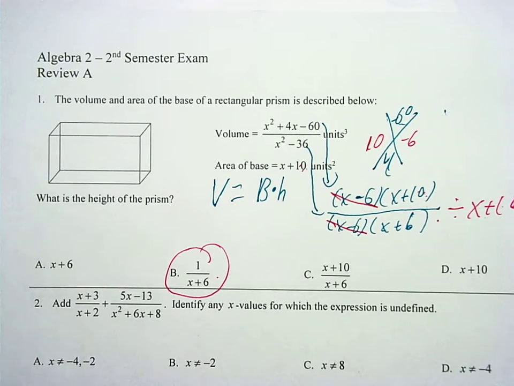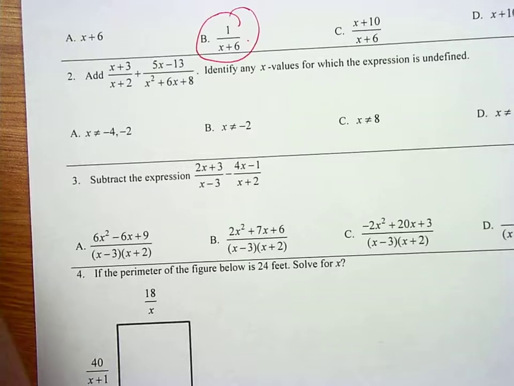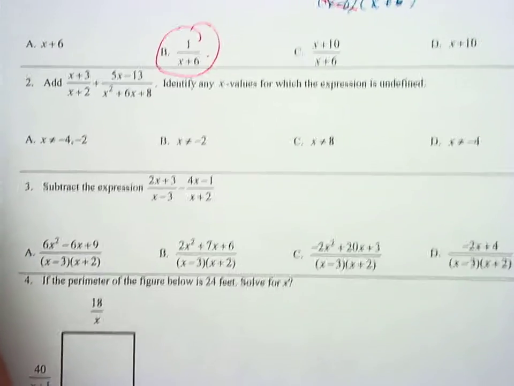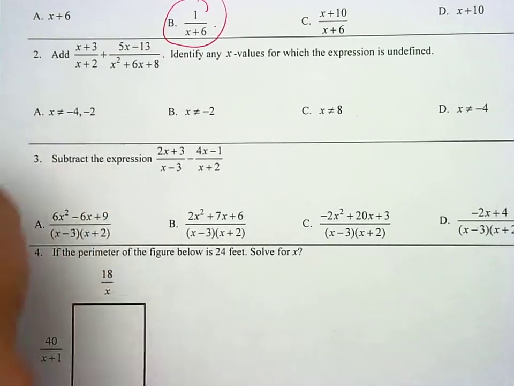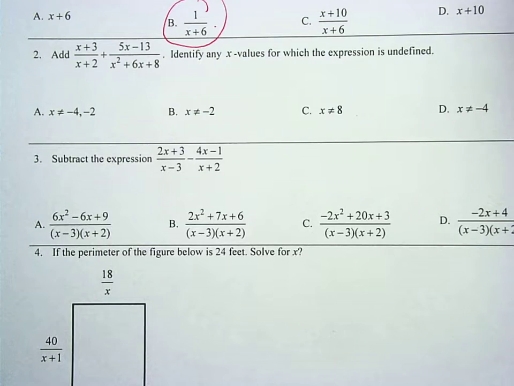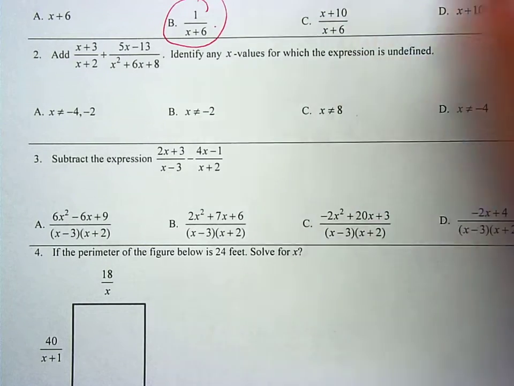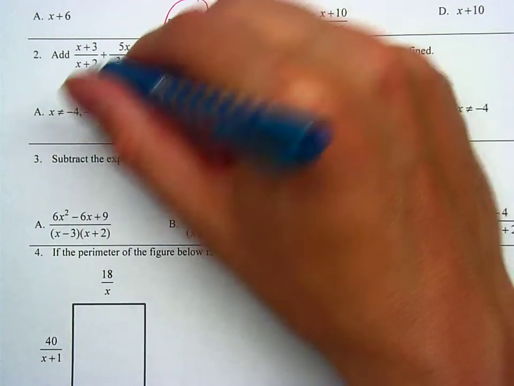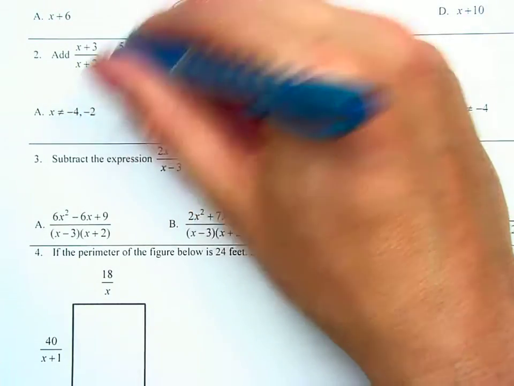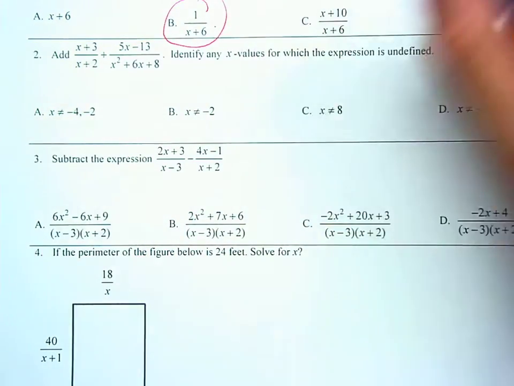Next question. Question 2. Identify the x values for which the expression is undefined. An expression is undefined when you divide by 0. So I'm asking, when is the denominator equal to 0? Well, on this one here, if I set x plus 2 equal to 0, x cannot equal negative 2.